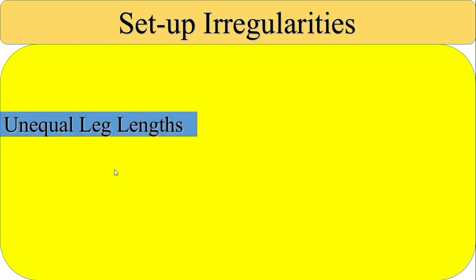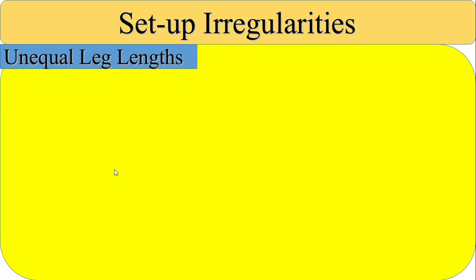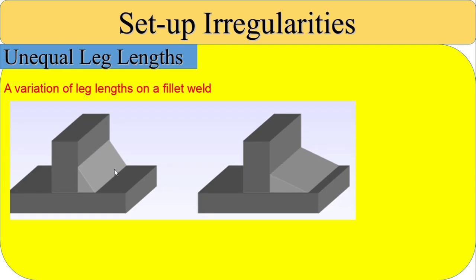Set-up irregularities. So what do irregularities mean? Unequal leg length, a variation of leg length on a fillet weld. You can see here, the leg from here to here, and from here to here, that leg length is not equal. It means inequality, a variation. This leg length is not correct, so you cannot accept this weld.